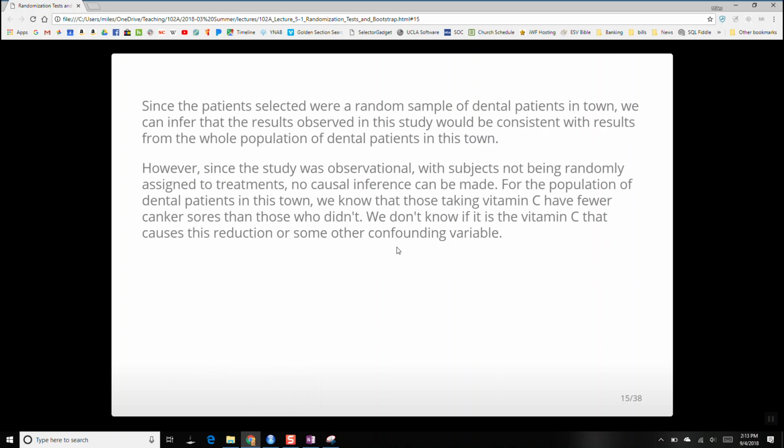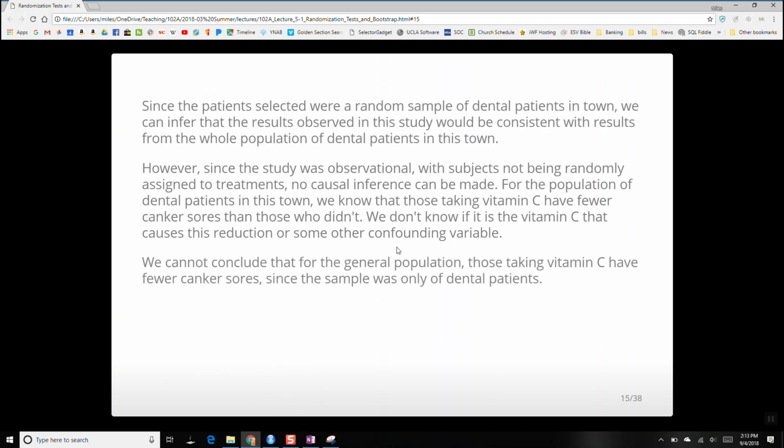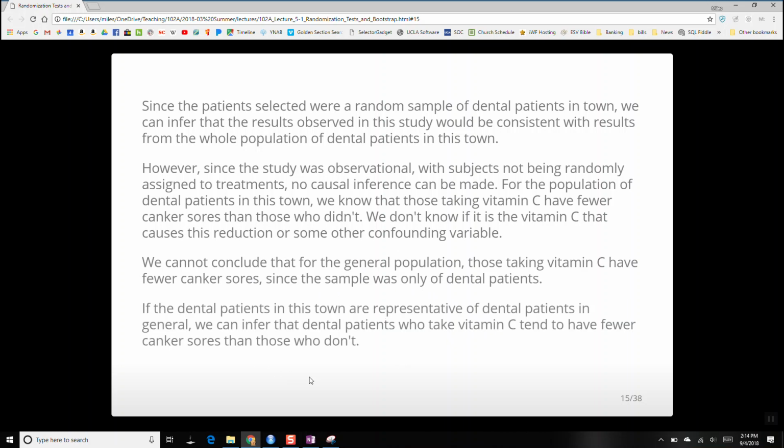We don't know if it's because those who normally take vitamin C on their own have other habits that reduce canker sores or not. We're not sure, okay? So anyway, then again, we can't conclude for the general population since this was a sample of only dental patients. So if the dental patients in this town are representative of dental patients in general, then we can further expand who this applies to, okay?